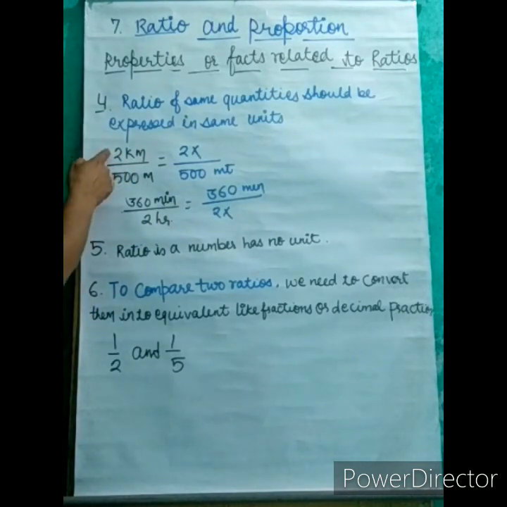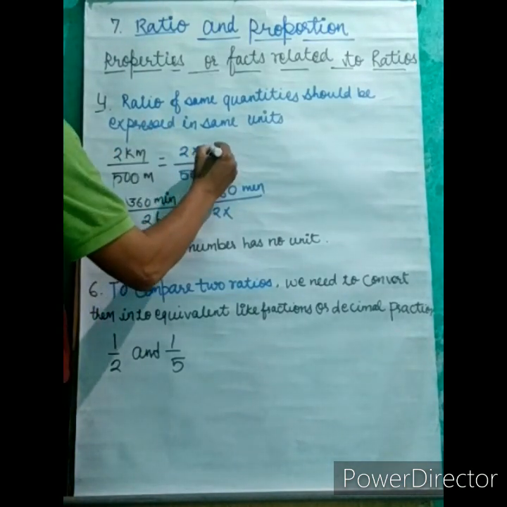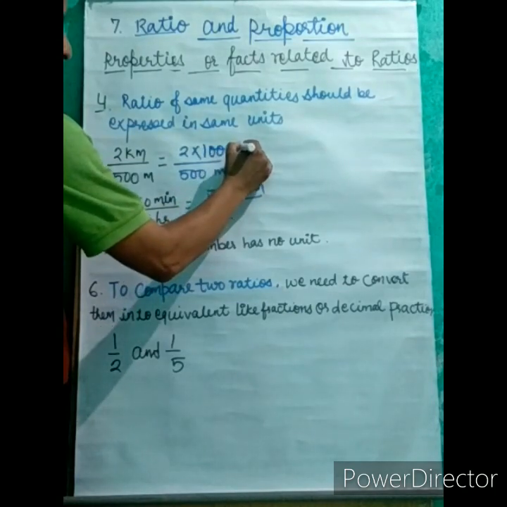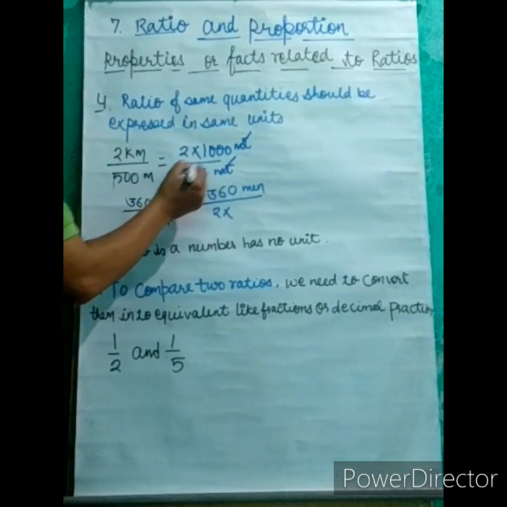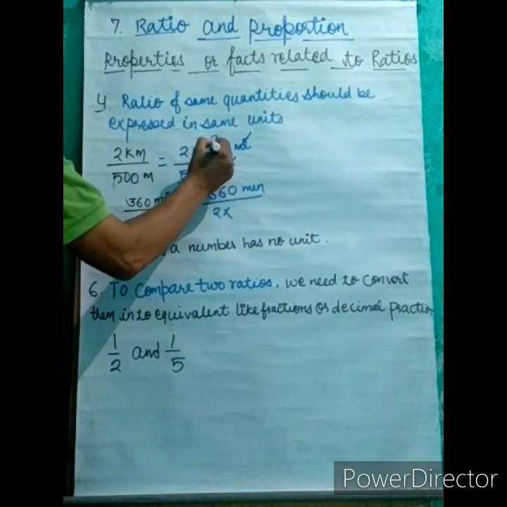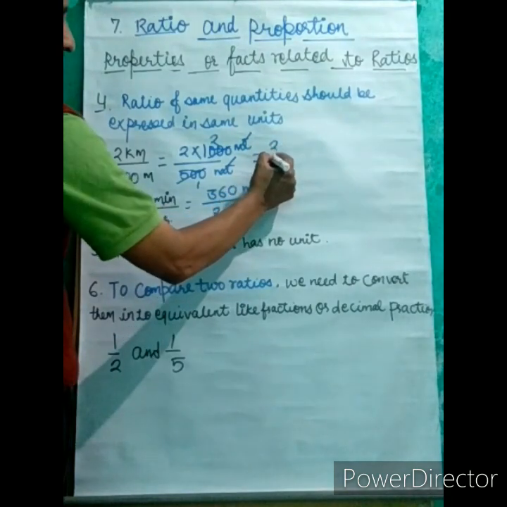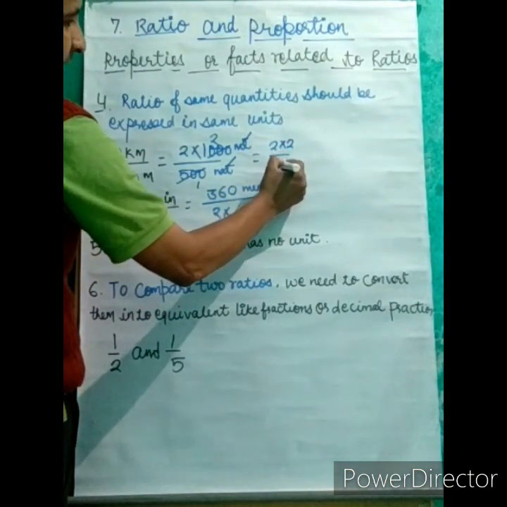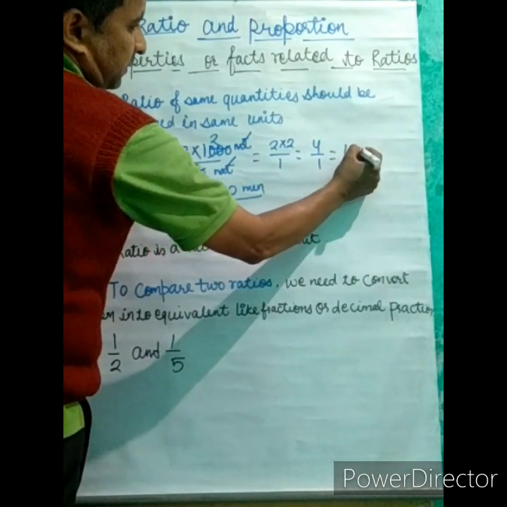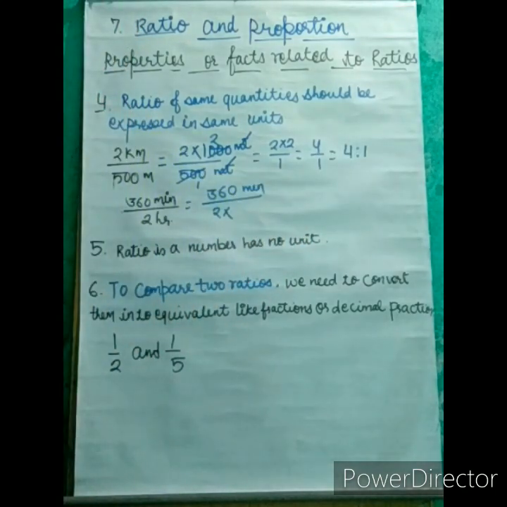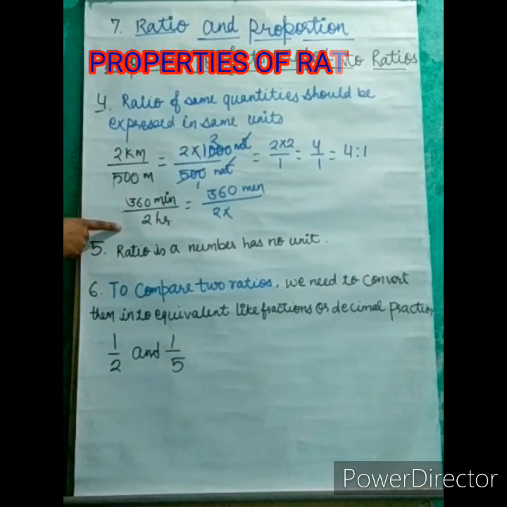So I am changing 2 kilometer into meter by multiplying 2 by 1000. Now this also converts into meter. So meter cancels by meter. Here 500 cancels 2 times. So you will have 2 multiply 2 over 1, which is equal to 4 over 1, which represents 4 ratio 1. Same way here, 360 minutes over 2 hours, both represent time, but their units are not the same.